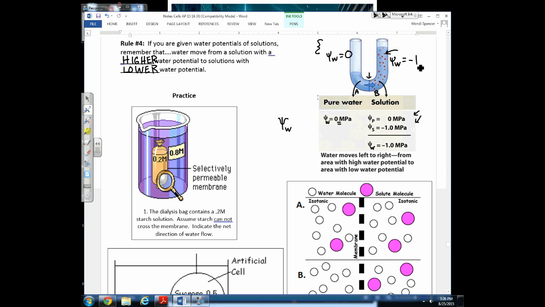And water potential can be any value. It can be a positive value. It can be a negative value. In this situation, it's a -1. But I want to make sure that you understand that not all solutions that have solutes in it are always going to have a water potential of -1. So this can change. But for this situation, we have a water potential of 0 and a water potential on this side of -1. And you just have to apply the rules that water moves from high water potential to areas of lower water potential. So 0 is higher than -1. So water is going to move in this direction.